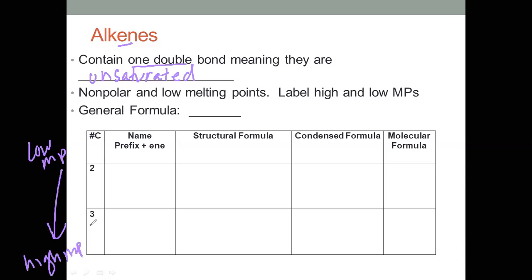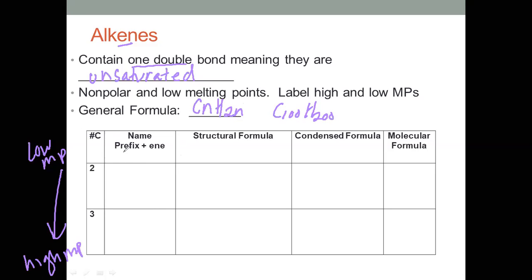Ooh, I didn't realize I made you draw so many. Good times. Okay, general formula. This one is CnH2n. So if I have C100, I would just double the 100 to get 200. All right, so I'll do 2 and 3, and then you guys can practice 4 and 5.